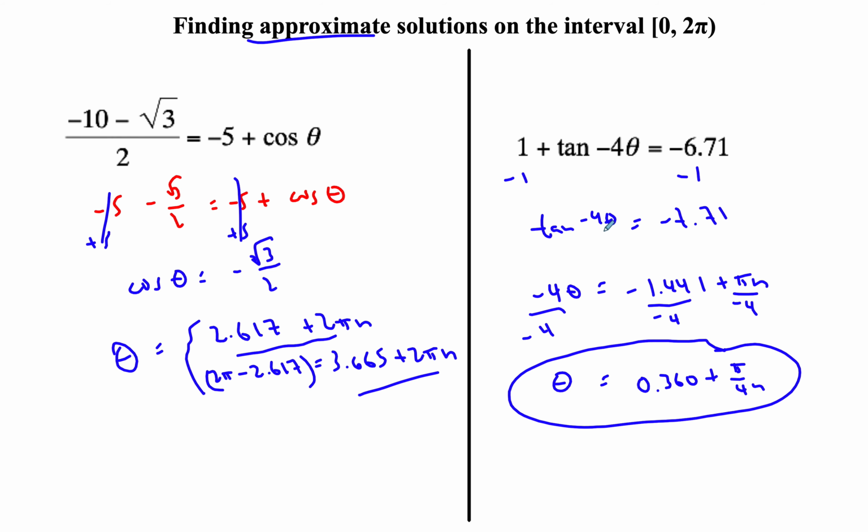Remember, because we're talking about tangent, we only need to worry about one solution because I'm already adding the pi n, which is the tangent theta equals tangent of pi plus theta. Well, I've already done that, so why do it twice?